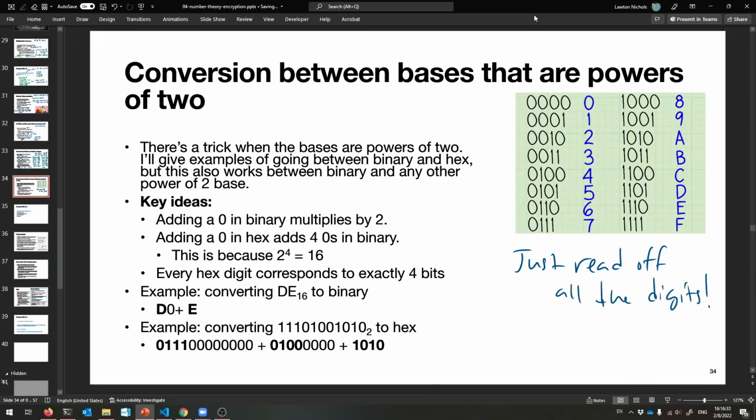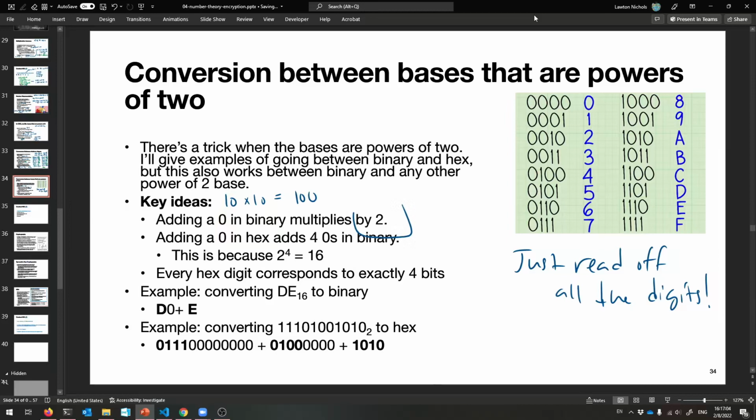So it's great news though. Here's the reason why you're allowed to read off the digits to convert hexadecimal to binary or binary to hex. You think of it this way. The first key idea is if you add 0 to the end of a binary number, you're multiplying that number by 2, just like adding a 0 to the end of a decimal number is multiplying by 10. So it's always, add a 0 in that base, you're multiplying by that base.